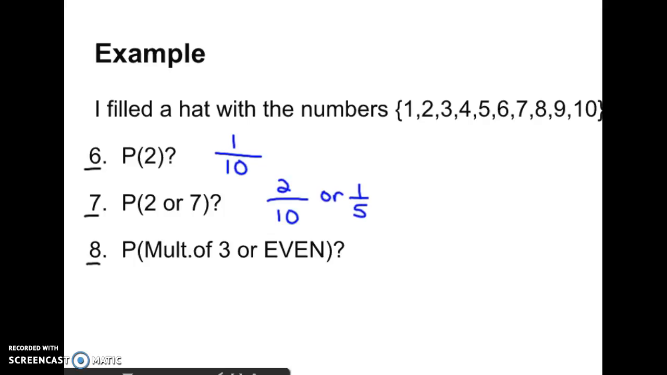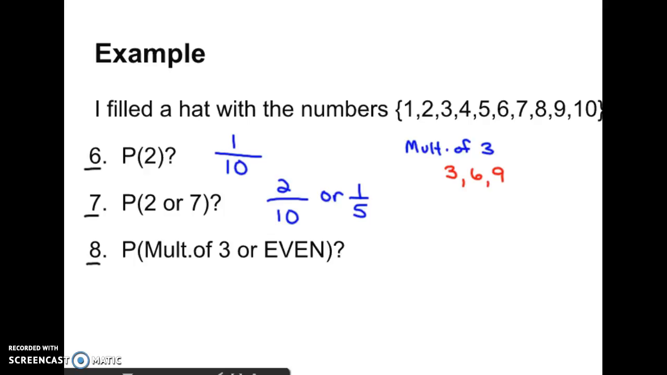Even the last one here is logical, but I'm going to show you stuff overlaps. And that's when this formula comes in handy, is when you have stuff that overlaps. So the last one says, what's the probability of getting a multiple of 3 or an even number? So let me first write out multiples of 3. So multiples of 3. Okay, so if you look up there, out of that group, multiples of 3 are 3, 6, and 9.